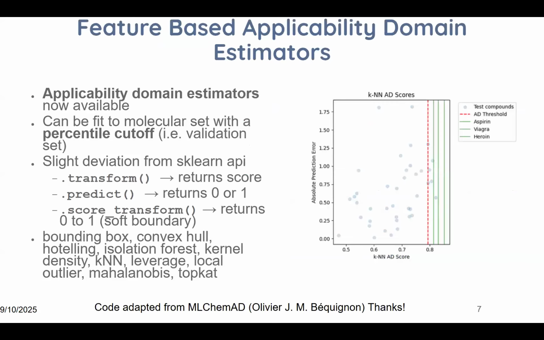Then we also added some feature-based applicability domain estimators from the MLChem-AD project that were integrated into the API and can also be used together with the other transformers. We have a transform that returns the original score, but also a predict that returns 0 or 1: are you within or outside of the configurable boundary? There's also a score transform which gives a soft boundary. So there's a range of various applicability domain estimators.